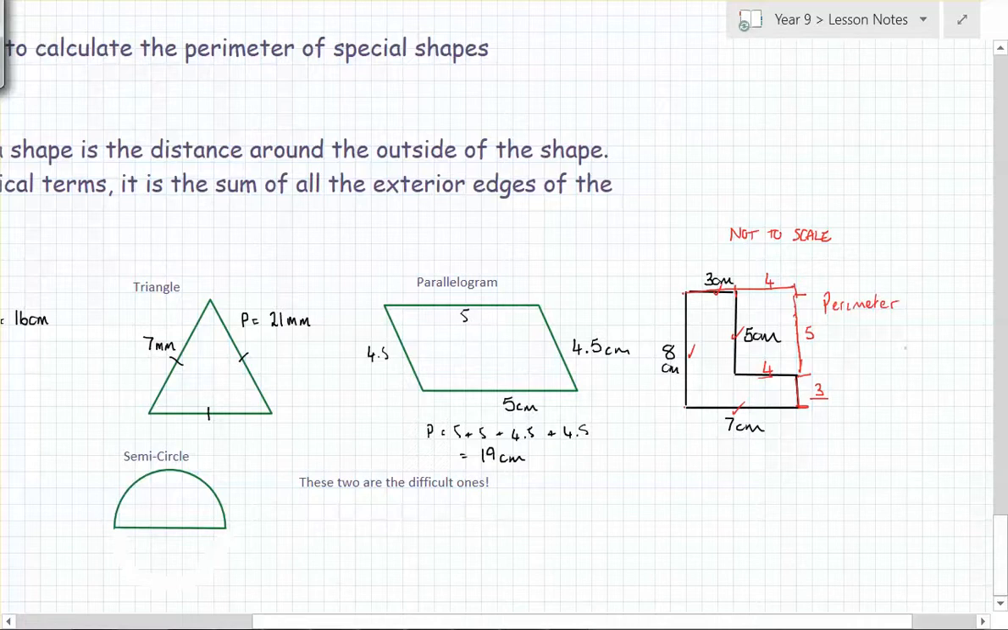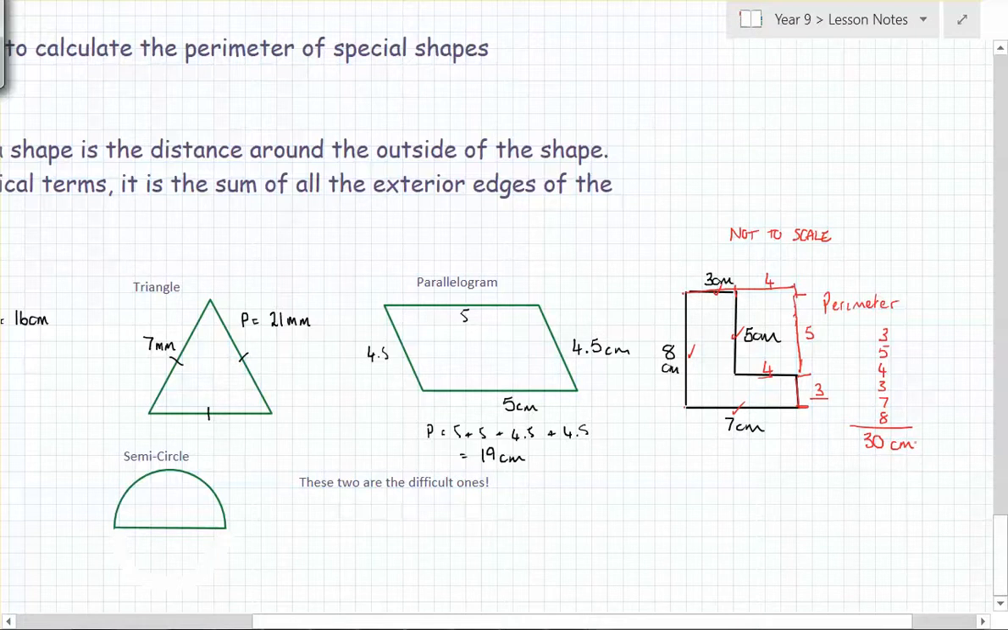So the perimeter would now be 3 plus 5, 4, 3, 7, and 8. So I've got 1, 2, 3, 4, 5, 6 numbers. 5 plus 8 is 13, plus 4 is 17, plus 3 is 20, plus 7 is 27, plus 3 is 30. So yeah, 30 centimetres.